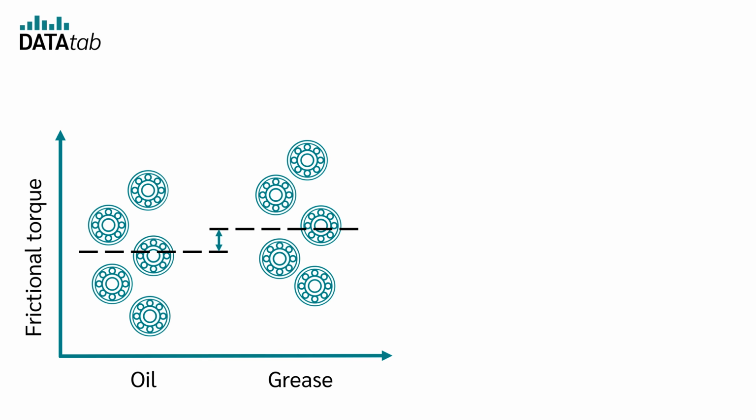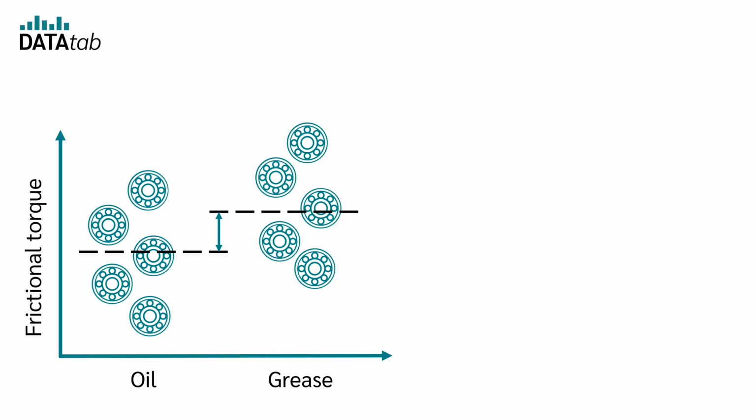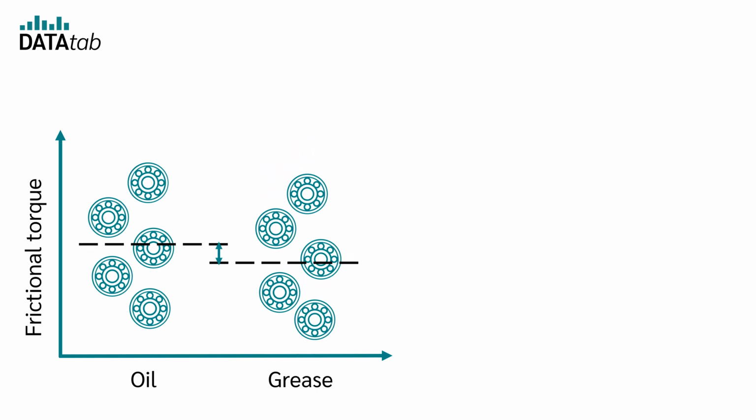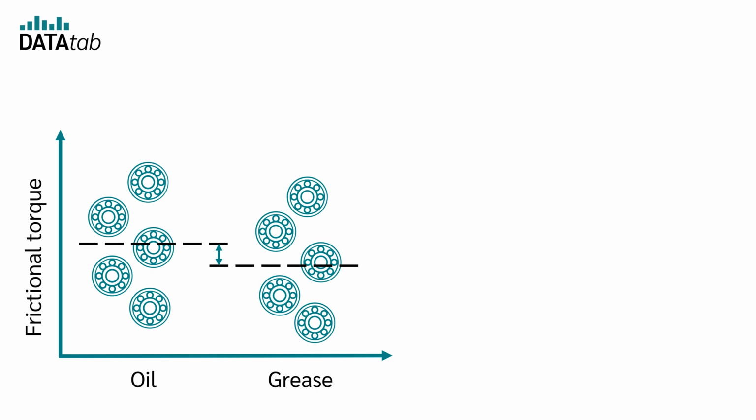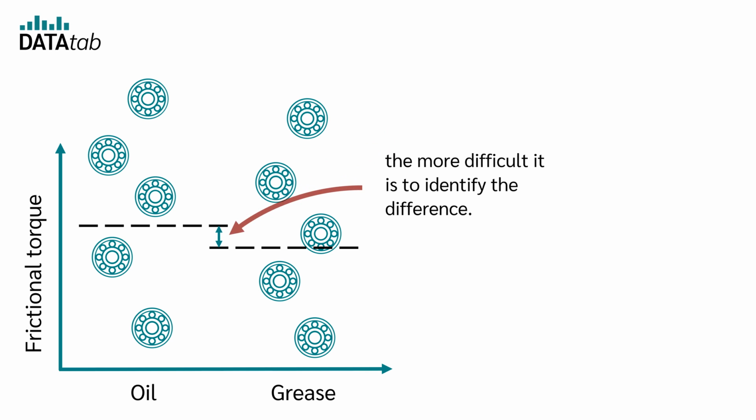However, we can already see that the frictional torque in the oiled and greased bearings is highly scattered. If we take another random sample of 10 bearings, it is possible that this time the difference will be greater. But it is also possible that the difference will be in exactly the opposite direction. In other words, the frictional torque of the bearing scatters. The wider the spread, the more difficult it is to identify a specific difference or effect.